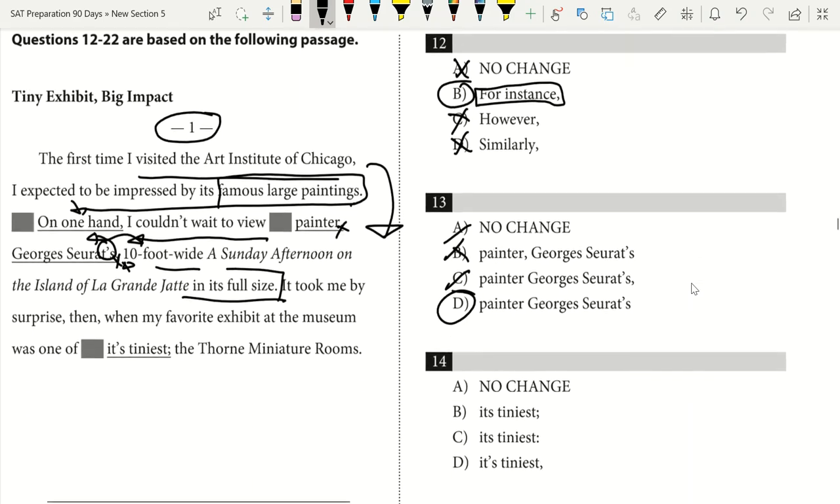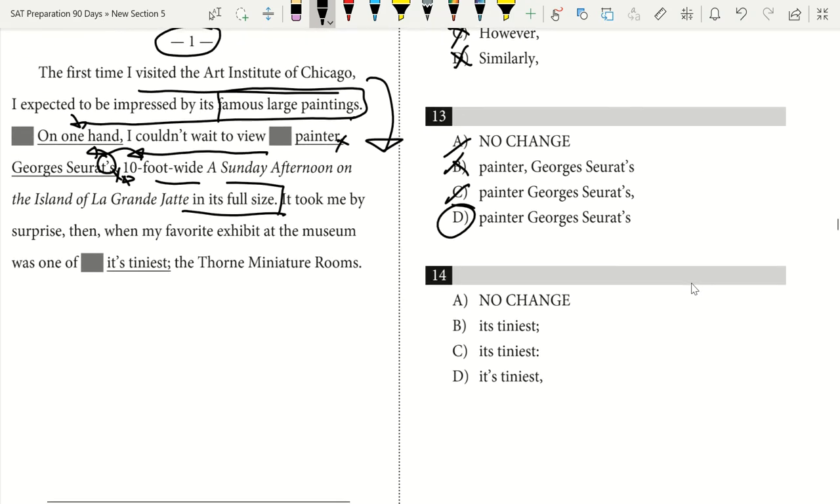All right, so now we move down. We're going to be on 14 now. So we have, "It took me by surprise then when my favorite exhibit at the museum was one of its tiniest." Okay, this is the wrong "its." This is a homophone question. Homophones are words that sound the same but are spelled differently, okay?